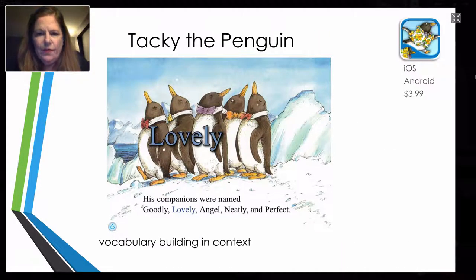It's another example of support for skills or knowledge that are being acquired. This is an ebook, which happens to be Tacky the Penguin, and it has vocabulary embedded into the story. As the words are read, there's a picture, and those words pop up again. In this case, the second penguin's name is Lovely. This screenshot is of a child touching the picture of that penguin, and it repeats the word lovely and highlights it in the text at the bottom of the page. If I touch the iceberg, it says ice, and if I touch the sky, it says sky, and shows the word sky, and so on.